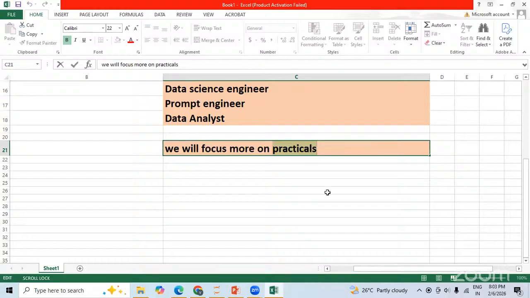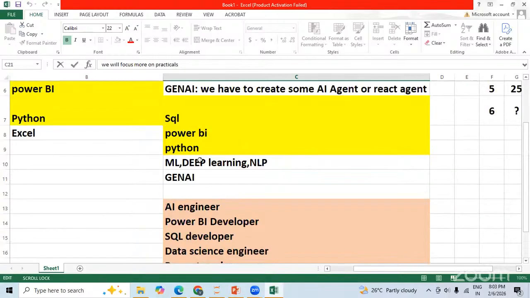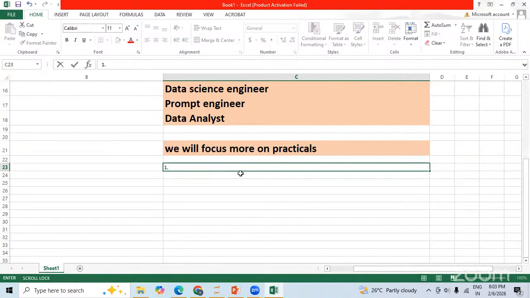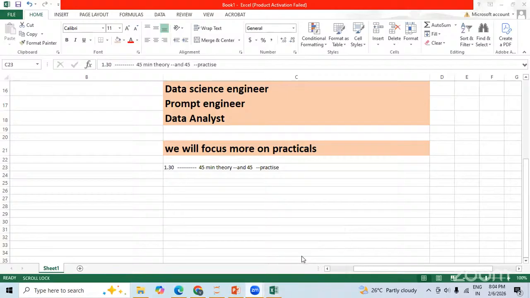So practicals means, suppose we have a session of 1.5 hours. In this 1.5 hour session, we will take 45 minutes theory and 45 minutes practice of your course. It means whatever teaching I am going to provide in the 1.5 hour session, you can learn those things properly. I will try to clear your concepts from scratch.